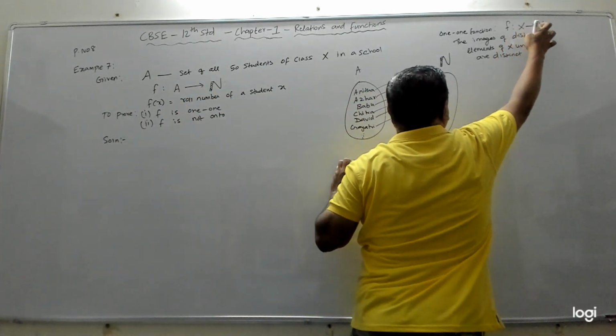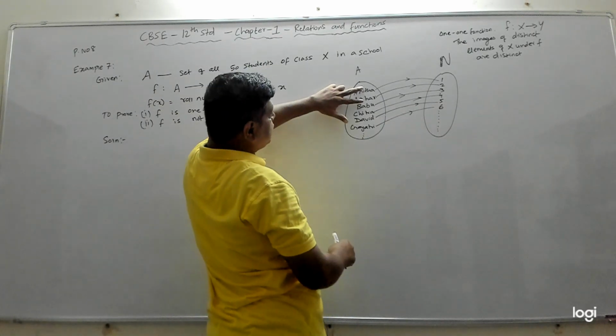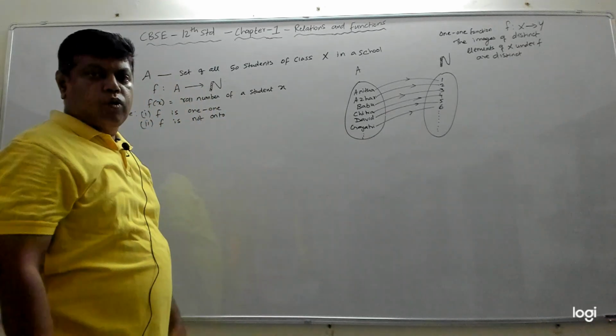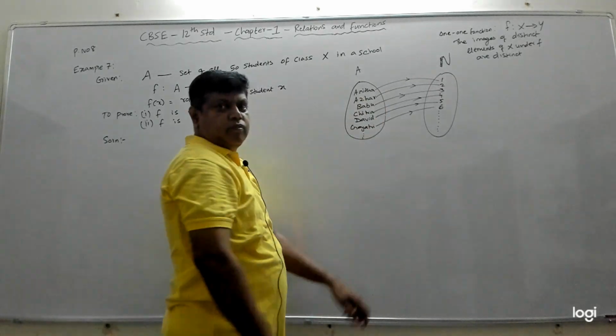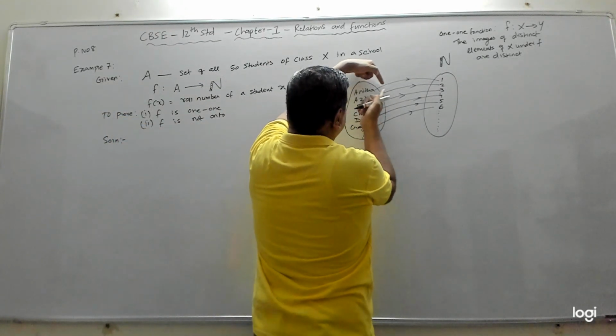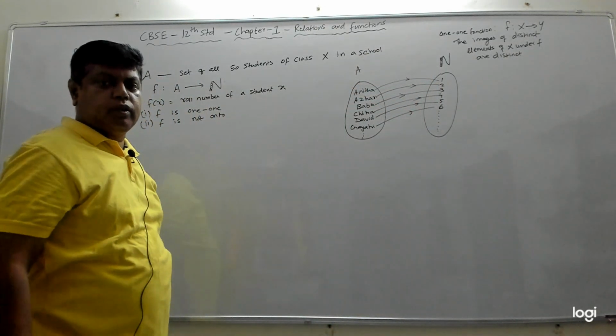Here x is the domain, y is the codomain. Then two distinct elements, which means two different students, will have different, distinct roll numbers, right? So two students cannot have the same roll number. Anita and Azhar both cannot go to 1 or both cannot go to 2. Then it becomes a many to 1 function, right?